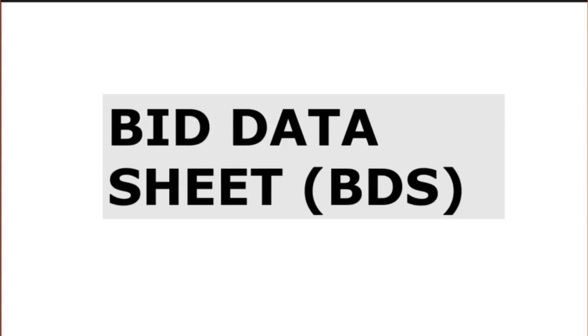The title of this lesson is Bid Data Sheet. In our previous training, we talked about instructions to bidders, and we said that instructions to bidders is a standard employer-specific text that lays down standard rules governing works contract. It talks about how bids must be prepared and the deadline for submission of bids.